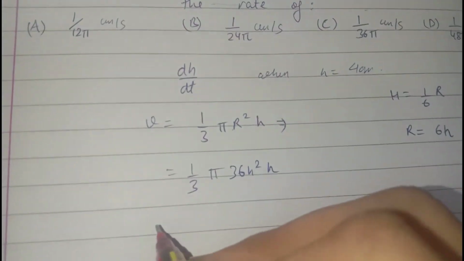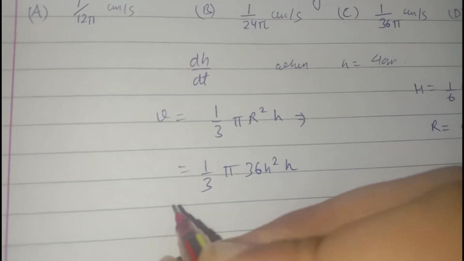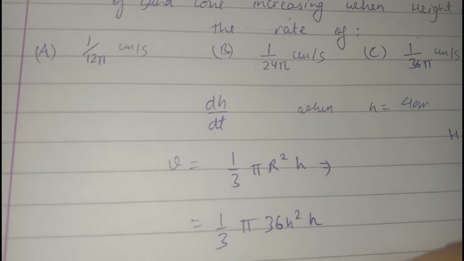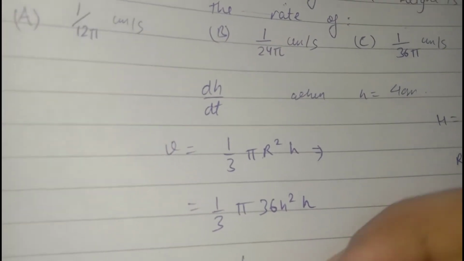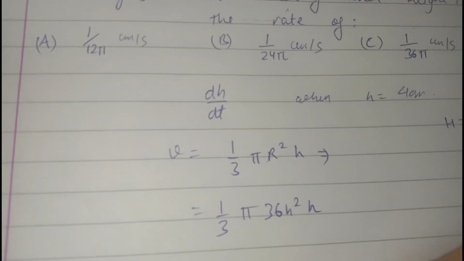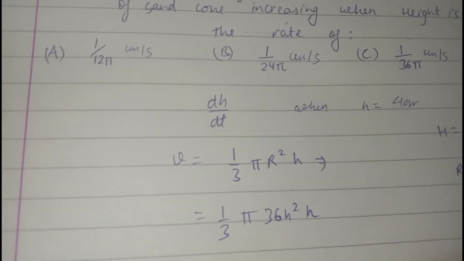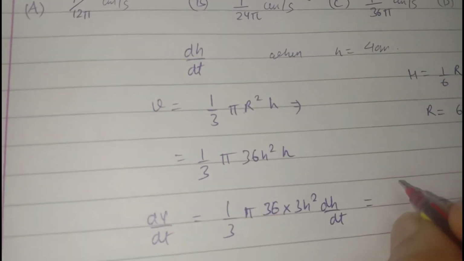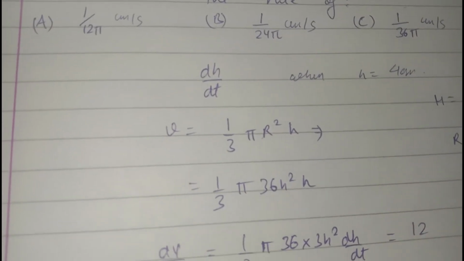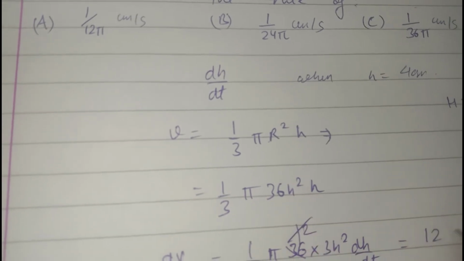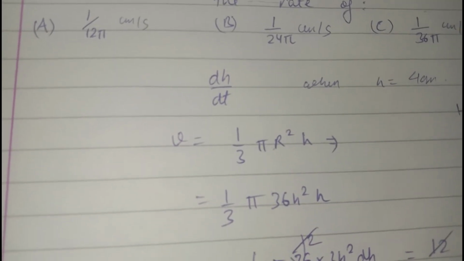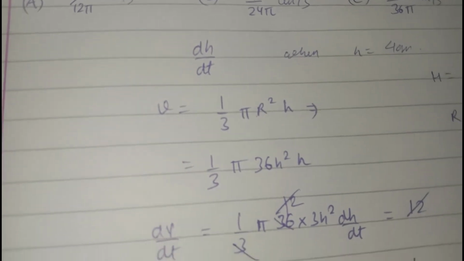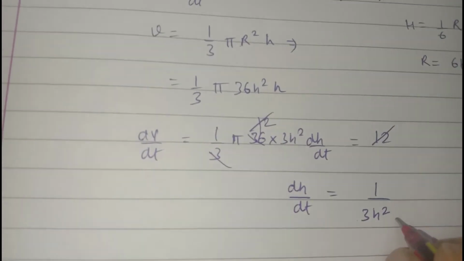So let us differentiate this volume with respect to time to get the rate, which is here 12 centimeter cube per second. So dV by dt is 1 by 3 pi 36 times 3h square dh over dt. I hope you know basics of differentiation, which is given as 12 centimeter cube per second. So this 12 and 12 cancel out. We will get our dh over dt as 1 by 3h square pi.